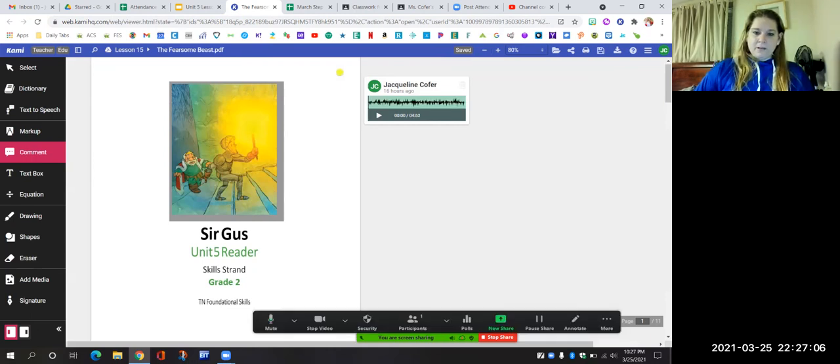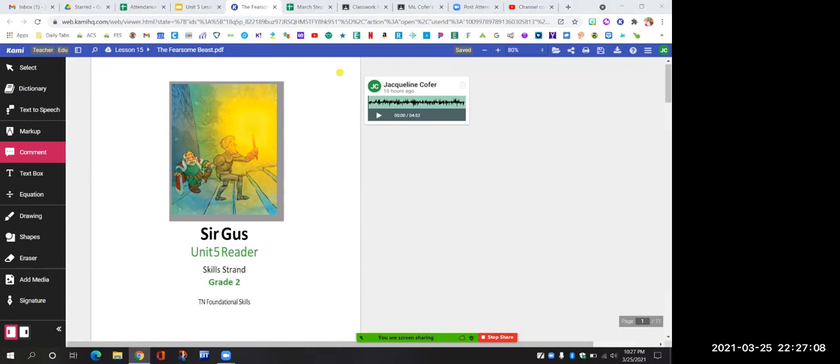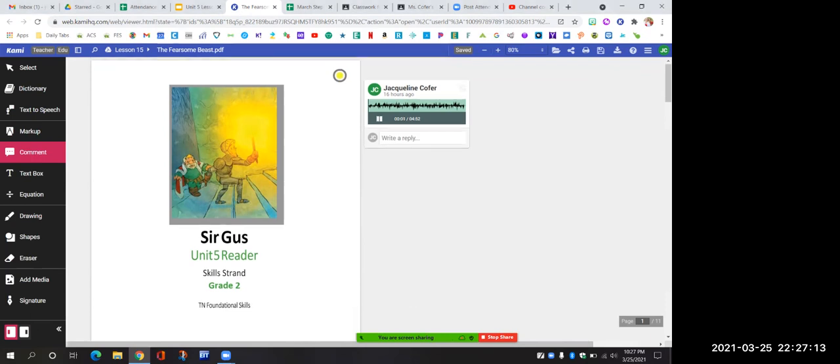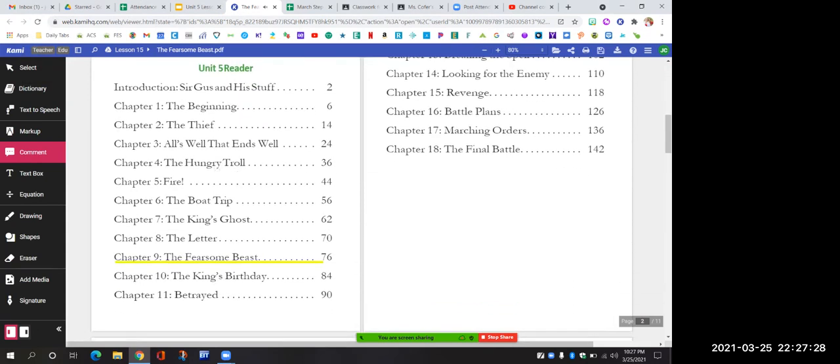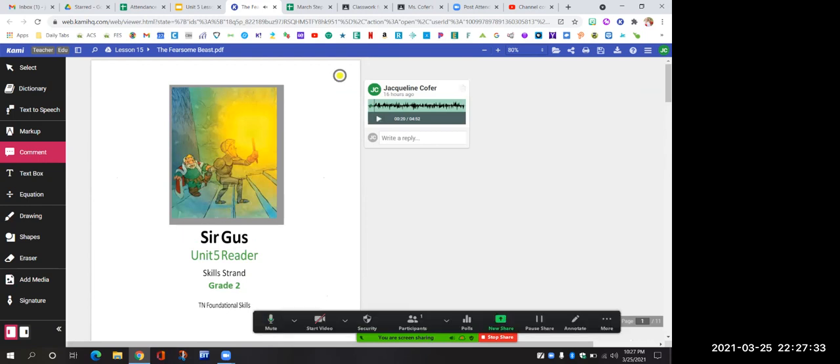All right, I'm going to turn this off so that it goes full screen. Okay, here we go. Okay, our story for today in our reader Sir Gus is called The Fearsome Beast on page 76. The Fearsome Beast. The next morning... Hold on, I need to make sure that I hit the share button to be able to hear. Yeah, I did. Okay, just checking.